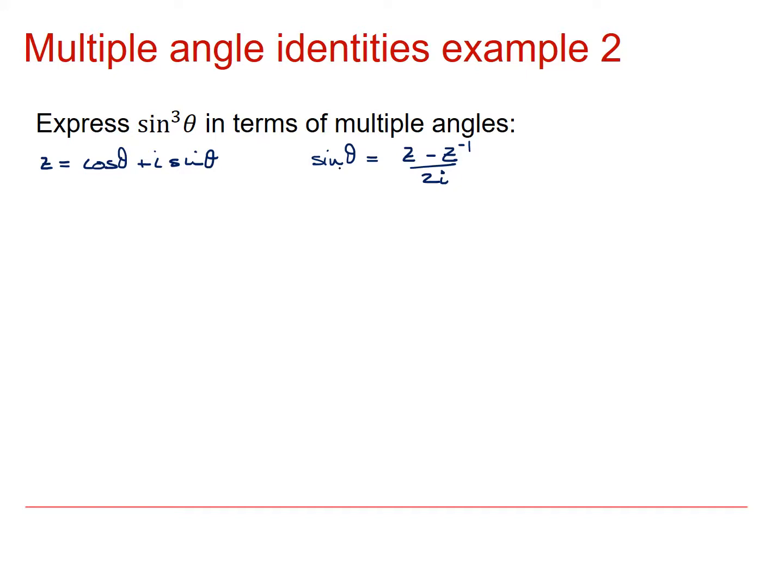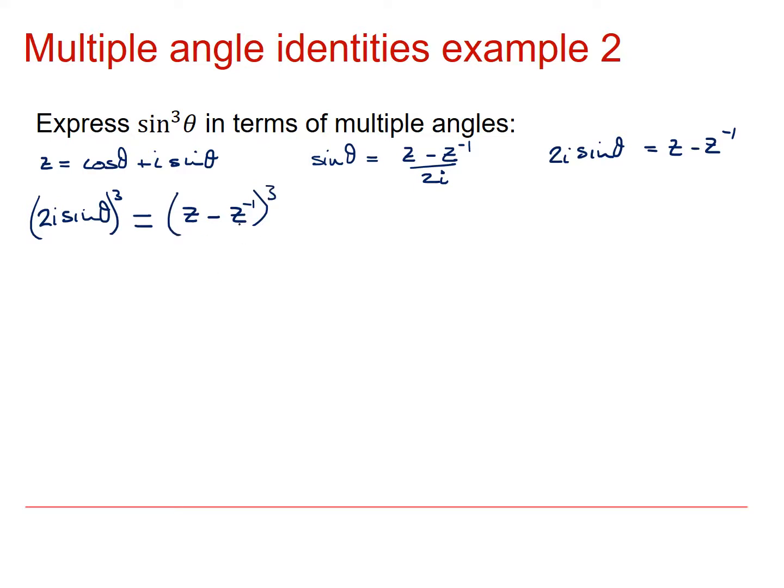I've just got sine of 1 theta, so I get z to the 1 minus z to the minus 1 over 2i. Rearranging this, I'm going to get that 2i sine theta is equal to z minus z to the minus 1. Now I'm going to cube this whole thing, and you'll see why in a second. If I write 2i sine theta all cubed, I know I'm going to get something involving sine cubed, and I want an answer involving sine cubed. And that's going to be equal to z minus z to the minus 1 all cubed.